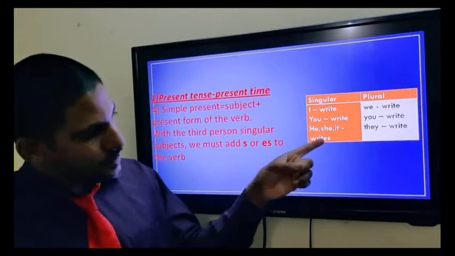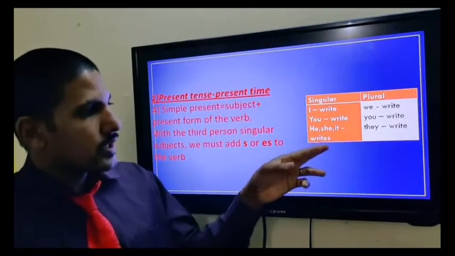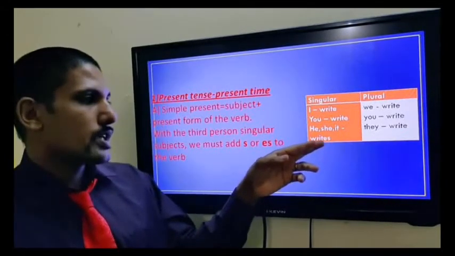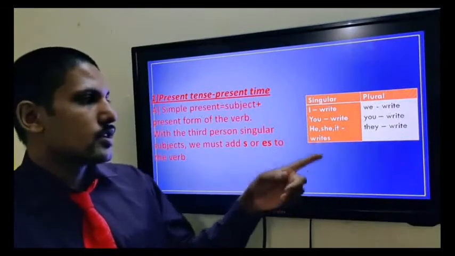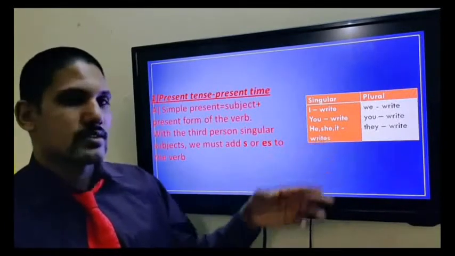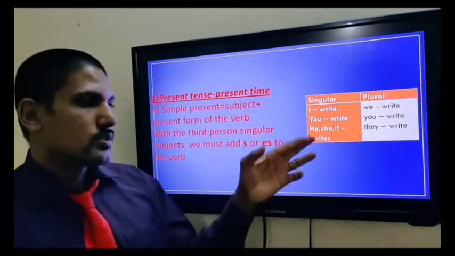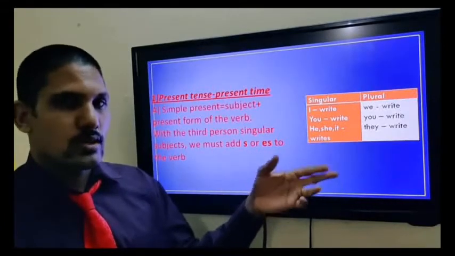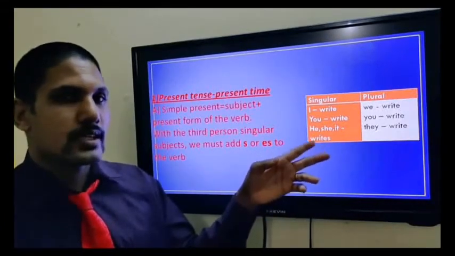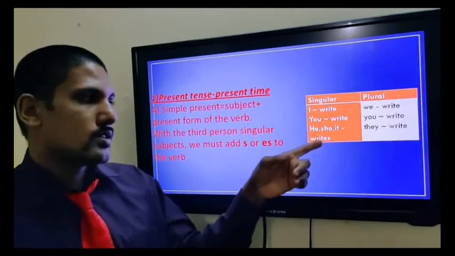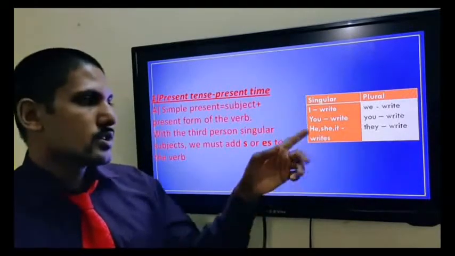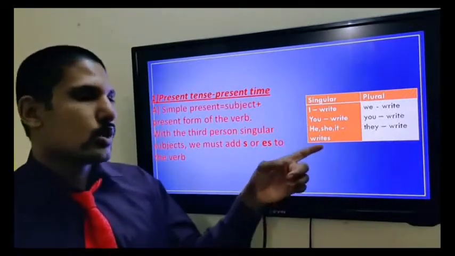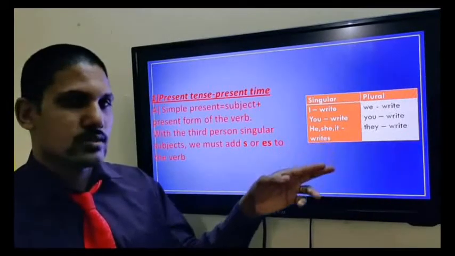Here the verb is write. We added s to the verb write. That is, he writes, she writes, it writes. Suppose the verb is wash. We have to add es to the verb wash with he, she, it. He washes, she washes, it washes.